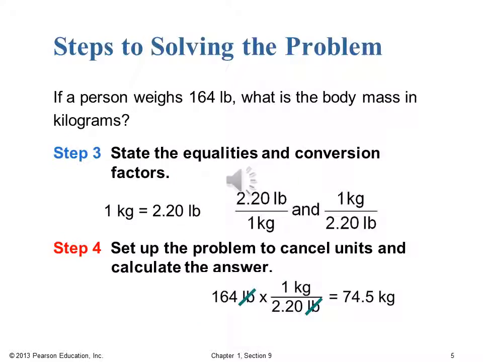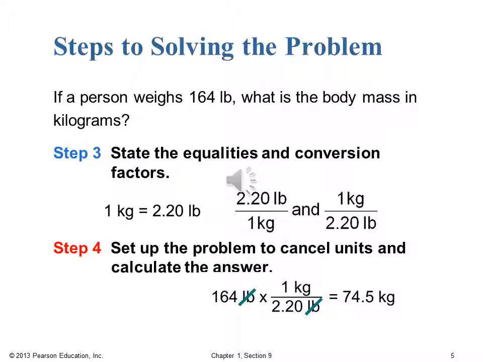In step 3, we want to state the equalities and conversion factors. This would be provided in the test question, or you can certainly look it up for homework sets or end of chapter questions. 1 kilogram is equal to 2.20 pounds, and the way we can express that as conversion factors would be either 2.20 pounds in the numerator and 1 kilogram in the denominator, or the inverse of that.